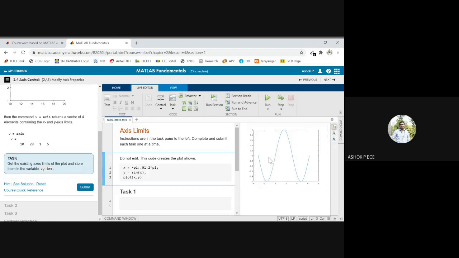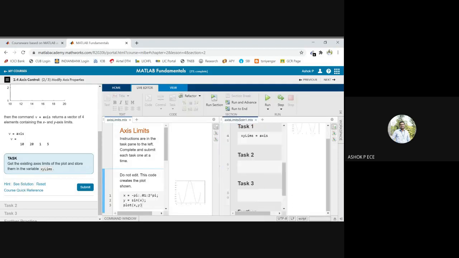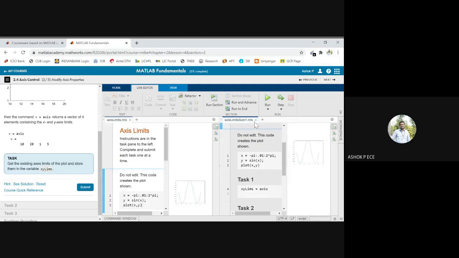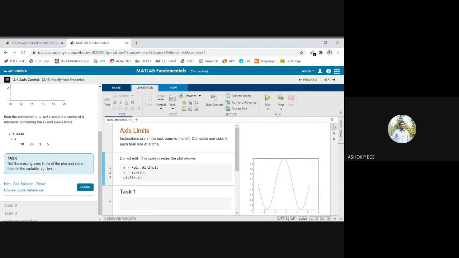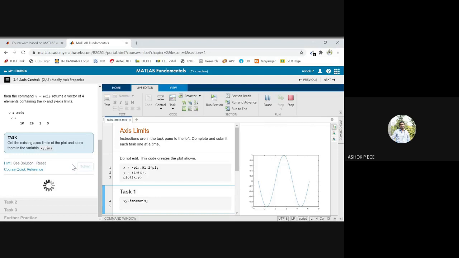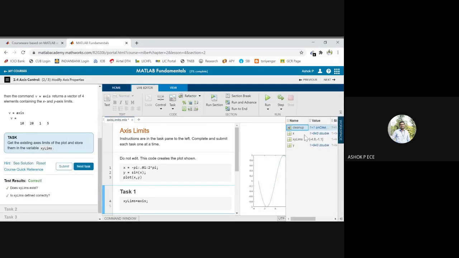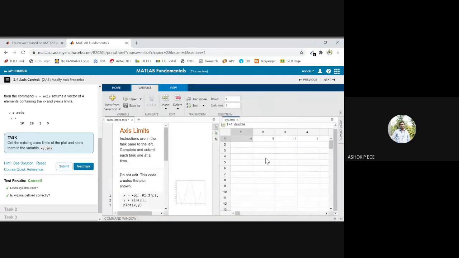So how to explicitly get the value of axis? That is what is given here. You have to use the command axis. So see here, I am writing xylims equal to axis. I am running it. And in the workspace, if you see, your xylims will have this value: -4, 8, -1, 1. It has the 4 values.